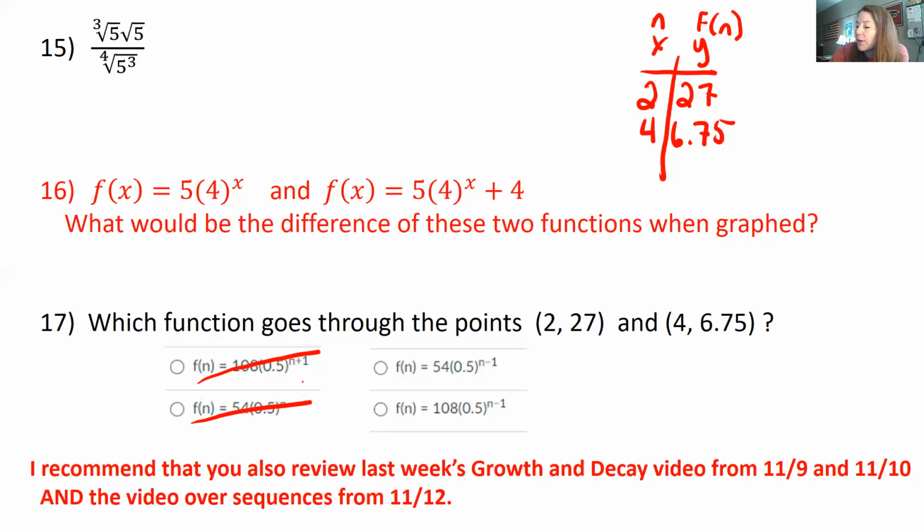So let's try the third one. 54 times 0.5 raised to the n minus 1. Well, n minus 1 is 1. 2 minus 1 is 1. So 54 times 0.5 is 27. So that one works. Let's just make sure the other coordinates work as well. So 54 times 0.5 raised to the 4 minus 1, which is 3. So sure enough, that's 6.75. So this one is the right answer.